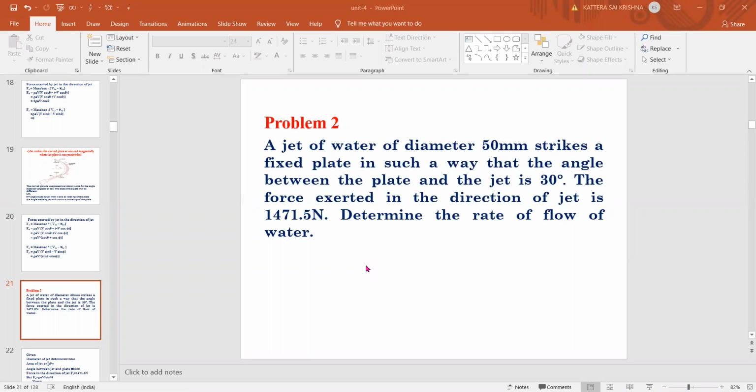Right, after that you can write down the given data. Okay, so first he has given the diameter. So the diameter of jet is 50 mm. So convert that in meters, that is 0.05 meter, 50 by 1000 meter. Then he has given the angle between the plate and the jet. So theta is 30 degrees. Then he has given the force exerted by the jet in the direction of jet. So always in the direction of jet means in x direction, Fx, equal to 1471.5 Newton. These things are given.